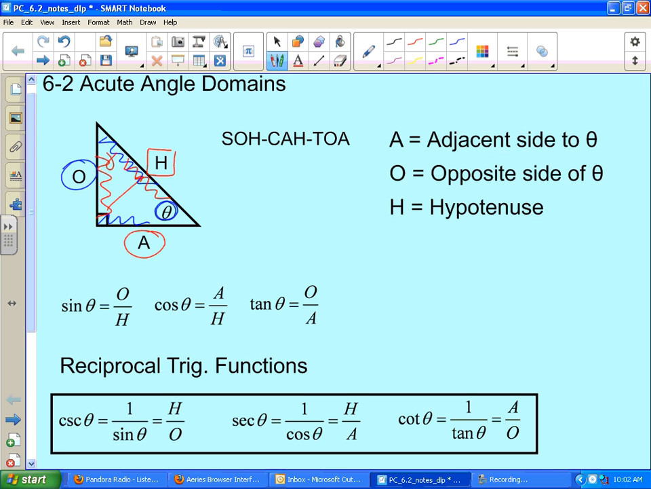Does that help, thinking of it that way? Did I confuse anybody with the whole concept of eating? No? All right, that's good. So that's what's going on with O's and A's.